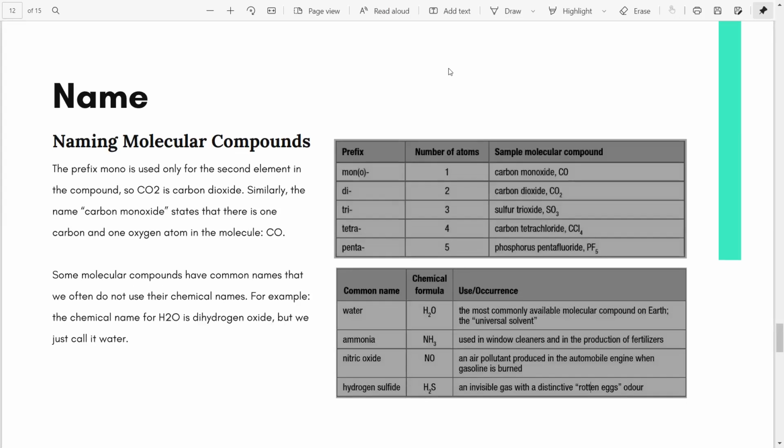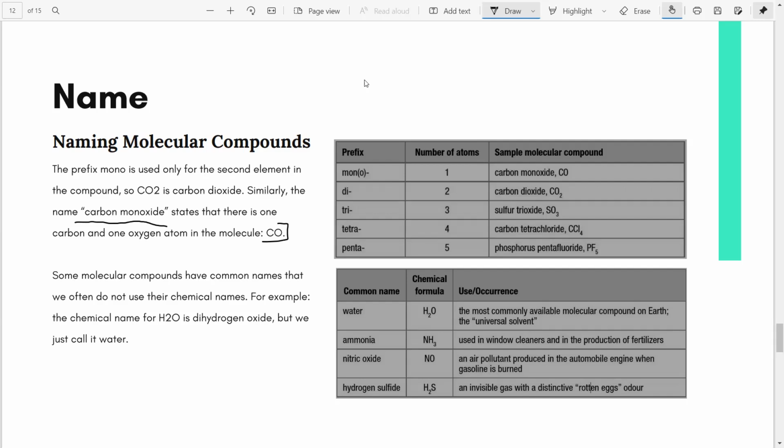The prefix mono is only used for the second element in the compound. So if the first element is single, we don't need to add mono to it. It's only if the second element is alone. Similarly, the name carbon monoxide states that there is 1 carbon and 1 oxygen atom in the molecule. So we don't need to say monocarbon monoxide. Carbon monoxide will still give us the same chemical formula of CO.